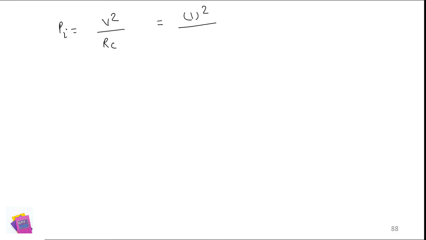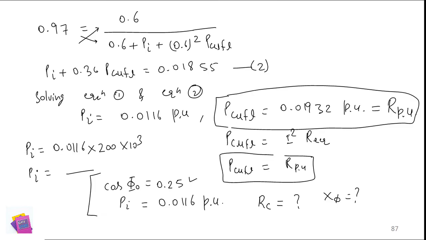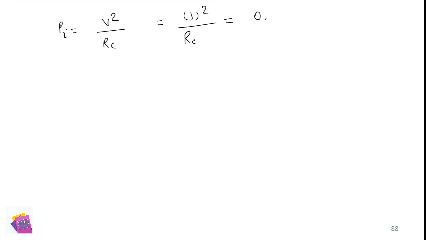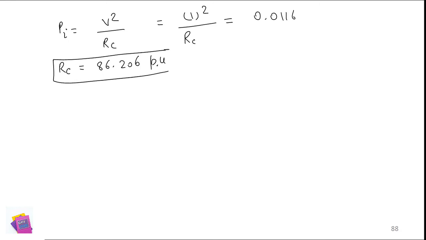RC you have to find out. PI is given to you. How much? PI is 0.0116. So from here you can calculate RC, and RC is 86.206 per unit. Remember, I am calculating it per unit. Later I will convert this per unit into actual value.